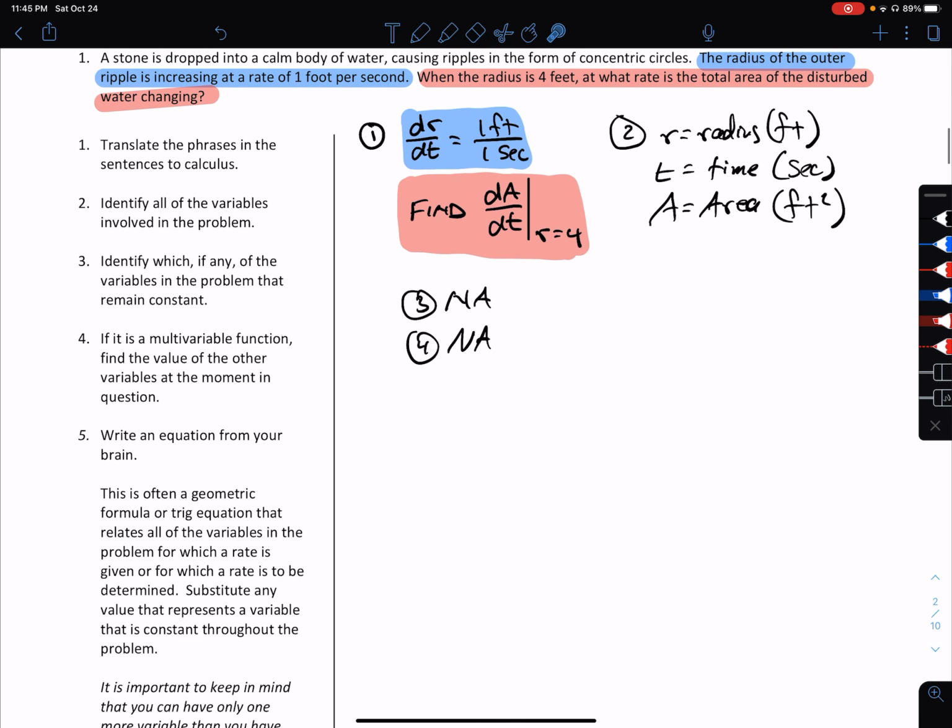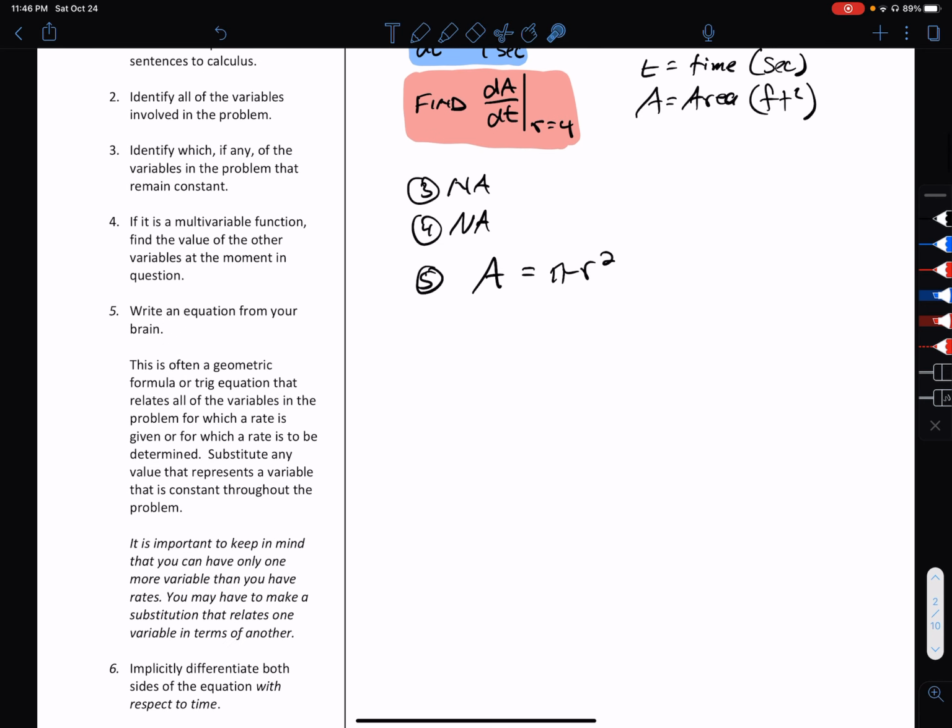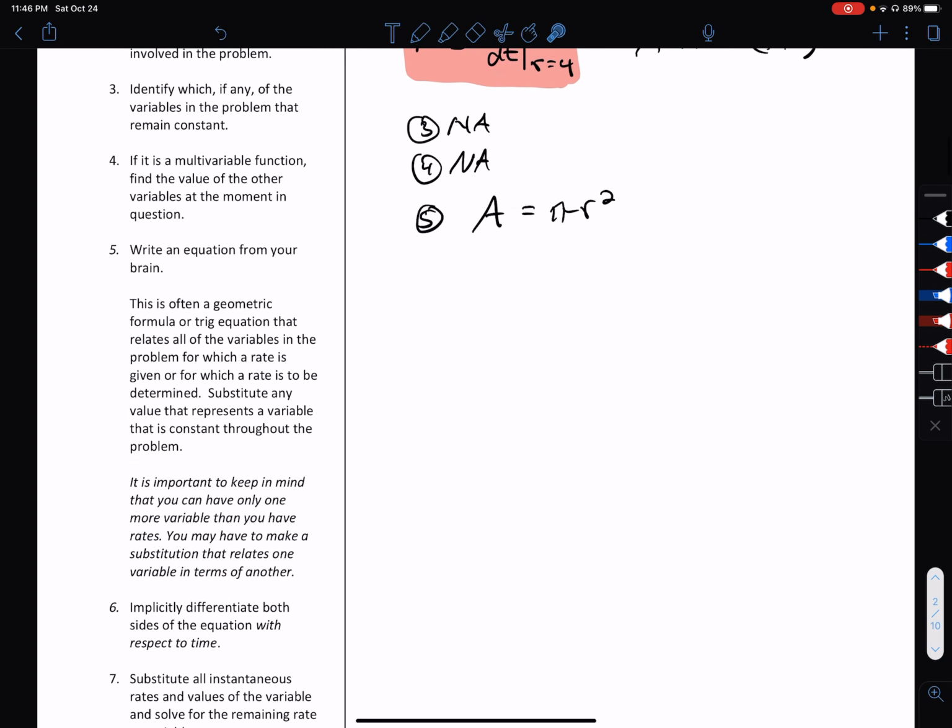Now, this equation has to relate to this problem. You want an equation that uses as many of these variables as you can, but time is not going to be one of them. So area and radius. Hopefully you know what the equation is for the area of a circle. Area of a circle is pi times the radius squared. Some more things go into that that I don't need to mention for this problem.